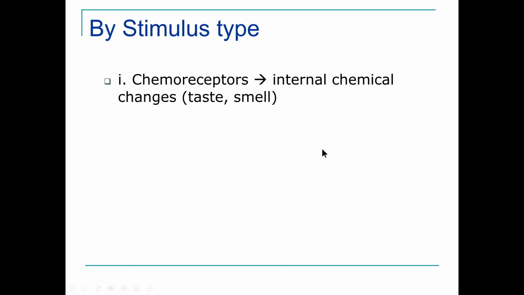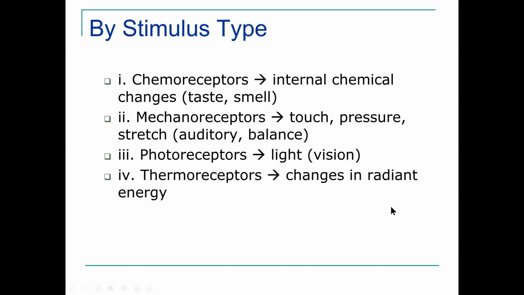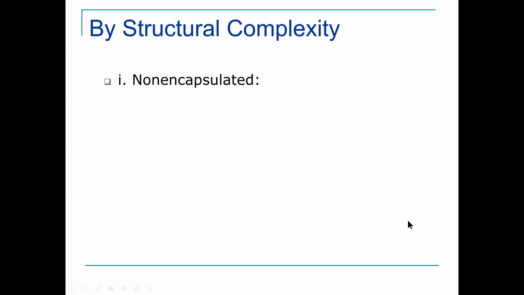Chemoreceptors, taste and smell. Mechanoreceptors, touch, pressure, stretch, auditory, balance. Photoreceptors, light. Thermoreceptors, change in radiant energy. Nociceptors, tissue damage, okay? If tissue damage occurs, these receptors are fired off.